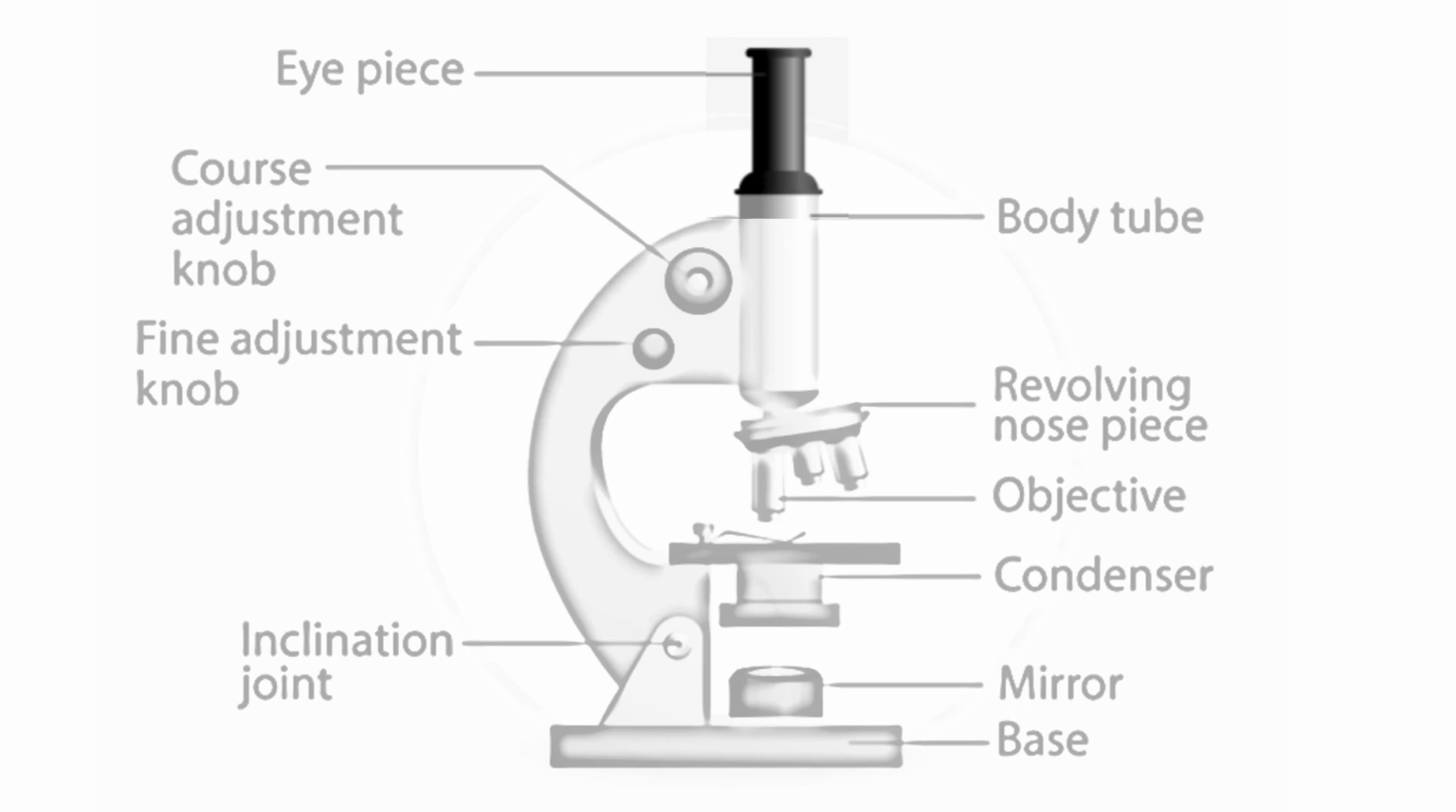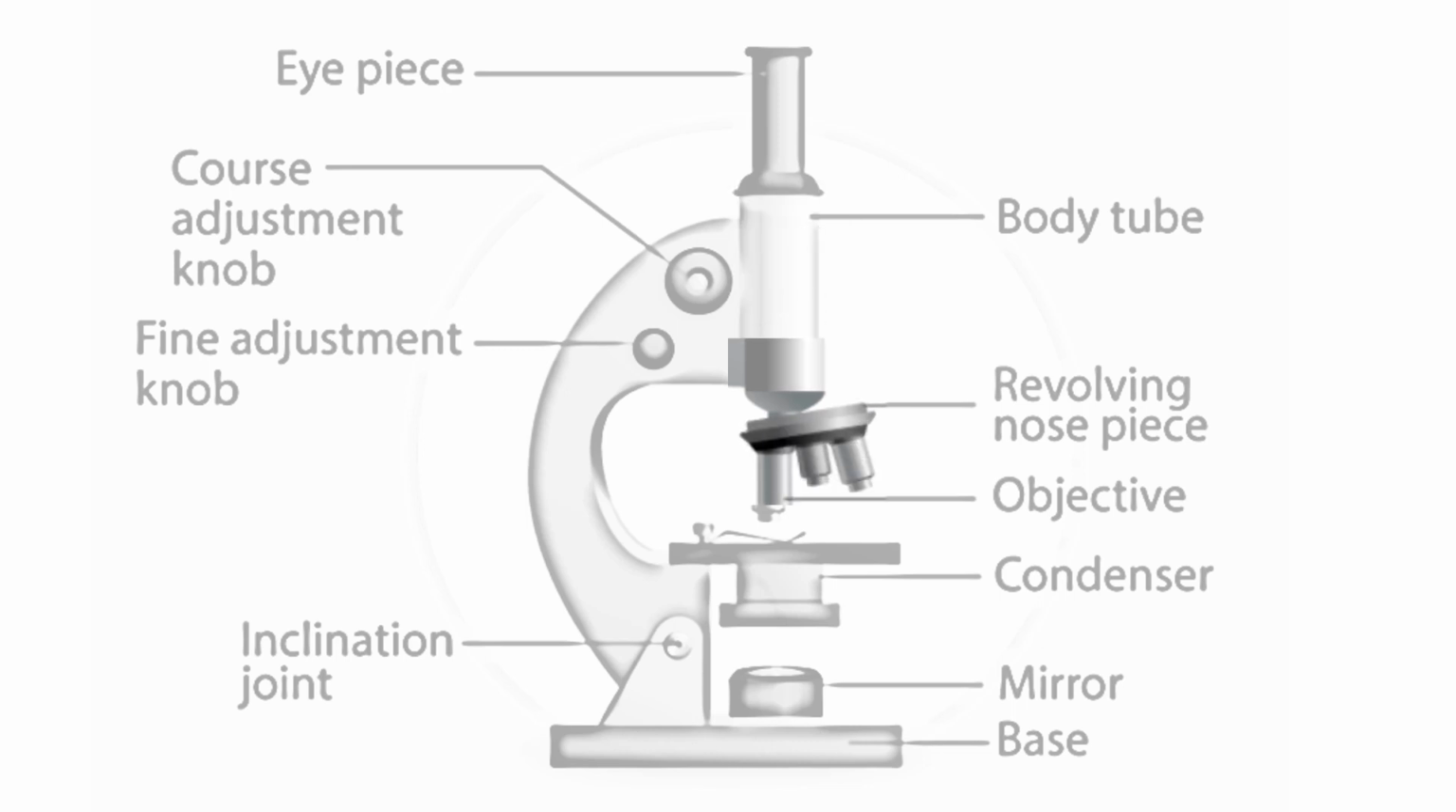So let's start from the top, and at the top we have the eyepiece. The eyepiece is where you rest your eyes and see the magnified image. Beneath it is the body tube. It is the place where the image from the objective is formed. This tube length is important in knowing the magnification of the microscope.